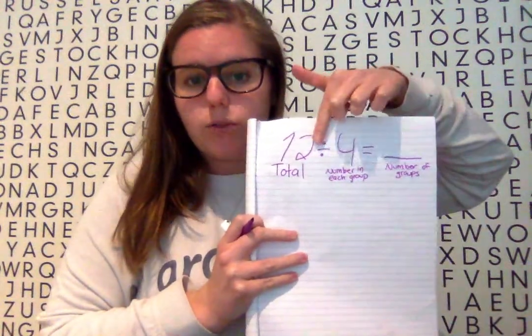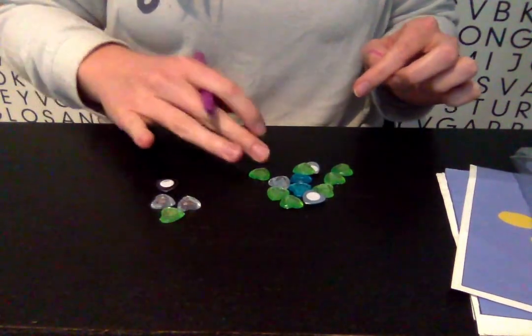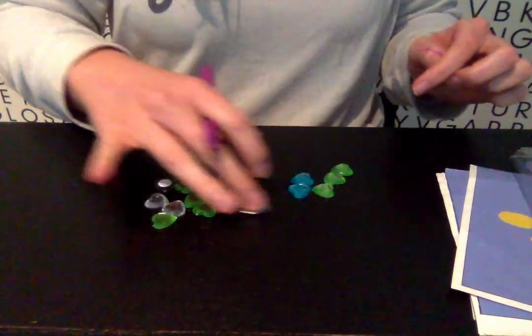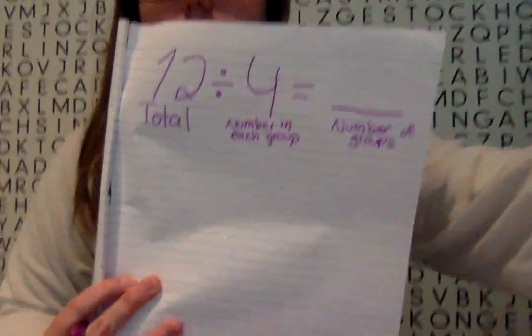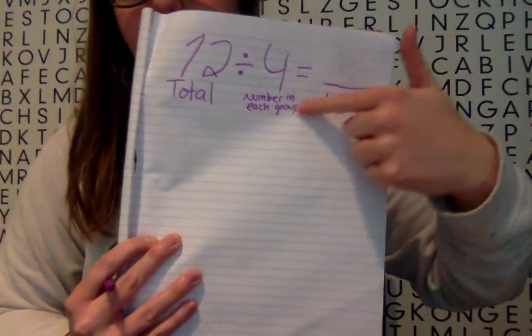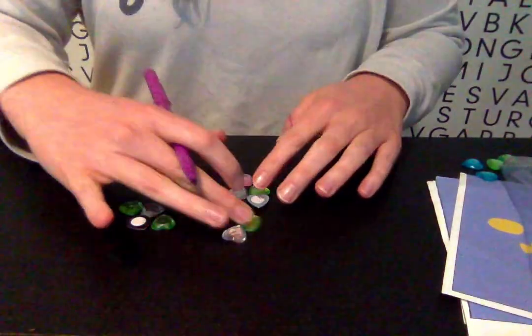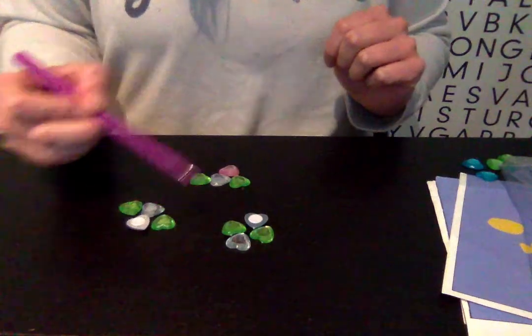So what we're going to do is start with 12, because we have 12 divided by 4. The very first thing we're going to do is count out 12 of our counters: 1, 2, 3, 4, 5, 6, 7, 8, 9, 10, 11, 12. So I have 12 counters. I know it's divided by 4, which is telling me how many I'm going to put in each group. So I'm going to go 1, 2, 3, 4, 1, 2, 3, 4, 1, 2, 3, 4. So now I have groups of 4.